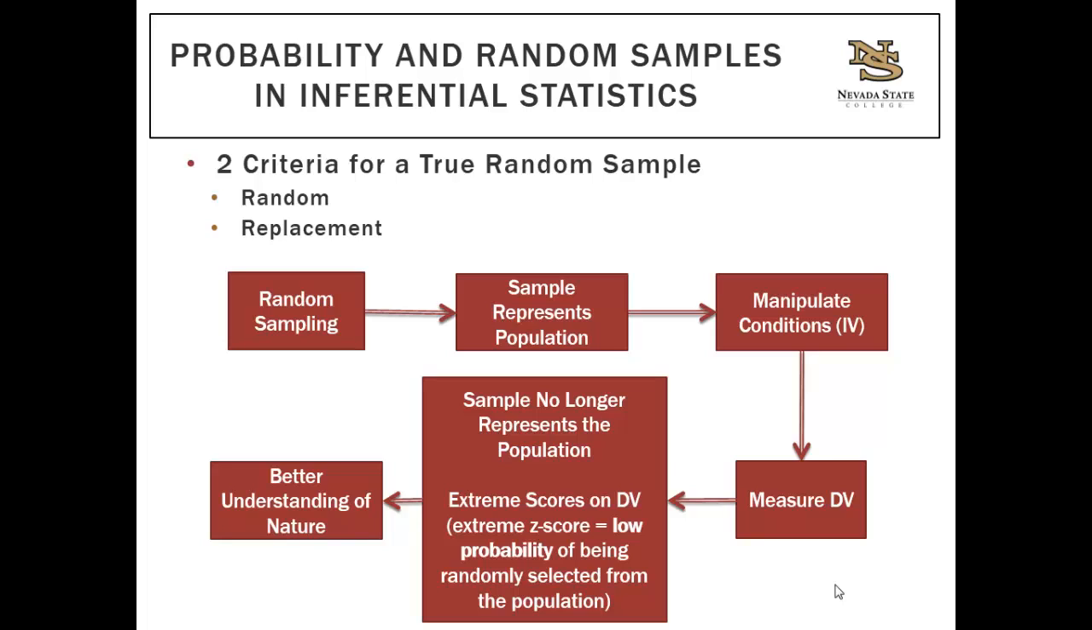Now, I will admit, true random sampling is the best way to minimize the impact of individual differences contaminating your results and to make sure that you do have a sample that represents your population. But it is an extremely rare thing. It's difficult to have a true random sample.